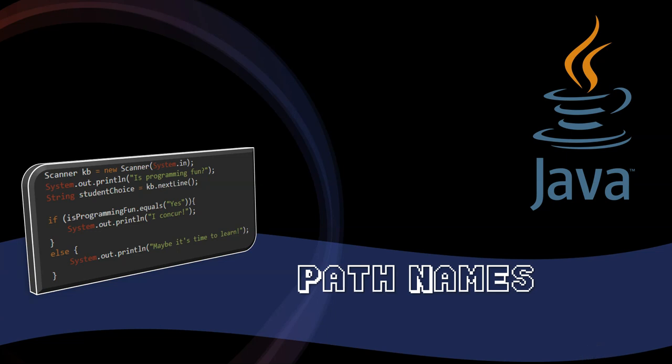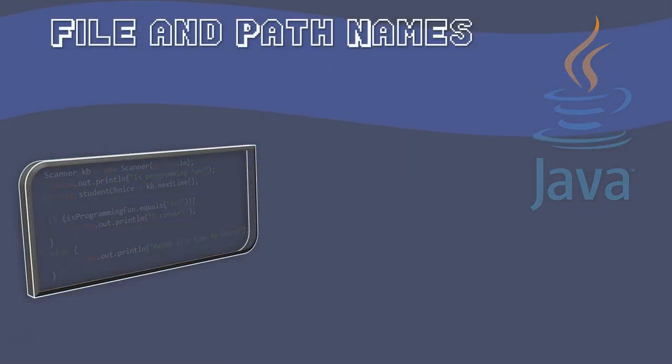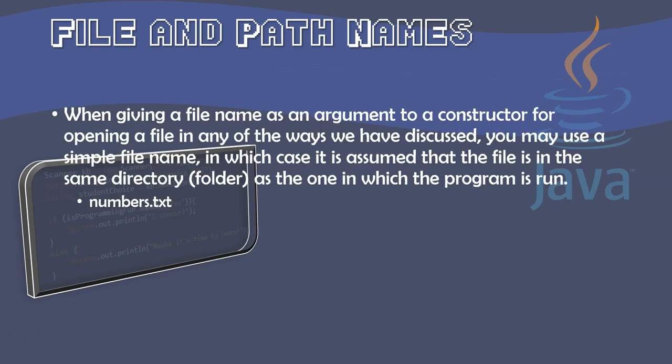And welcome back. As we continue working with file, let's take a minute to discuss the issue of path names. So with file and path names, when you're giving a file name as an argument to a constructor for opening a file in any of the ways we discussed, you may use a simple file name, in which case we assume the file is in the same directory or folder as the one the program's running in. That's how we've been handling our file up to this point.